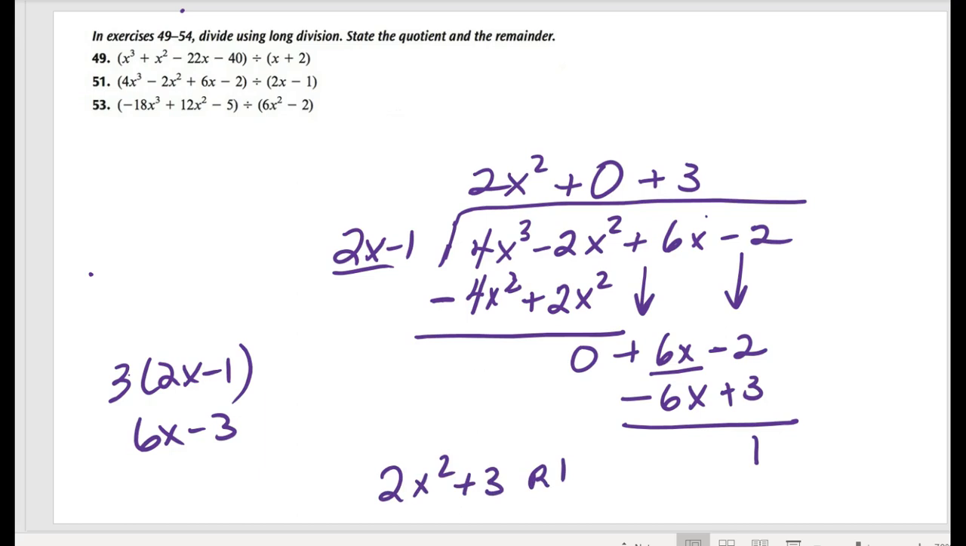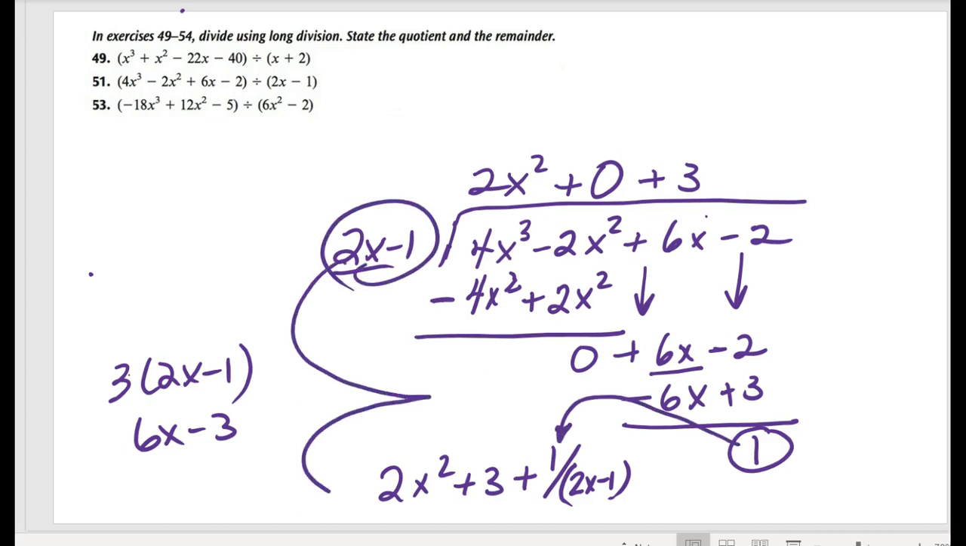Another way you can write this, though, is just by putting the remainder over the divisor and adding it onto the quotient. Like this, 1 over 2x minus 1. So this is my remainder, and I put it over my divisor. So that's the way you can write the full quotient if you don't want to say R1.